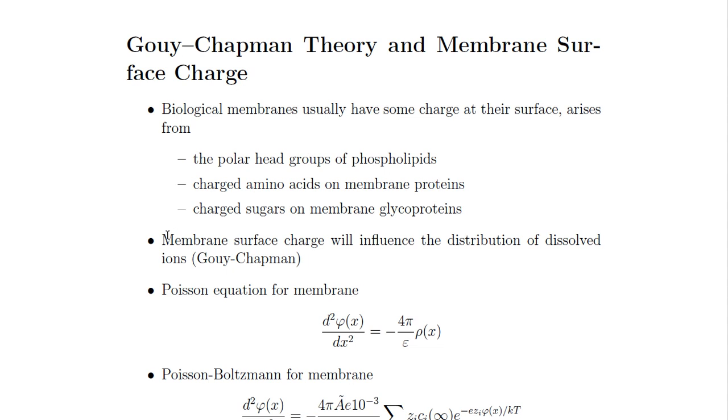So the membrane surface will influence the distribution of dissolved charge. If we have dissolved ions, the ions will be attracted to this charge at the bilayer membrane. So if there is some attraction to this bilayer membrane, the number of ions in the solution will be less.